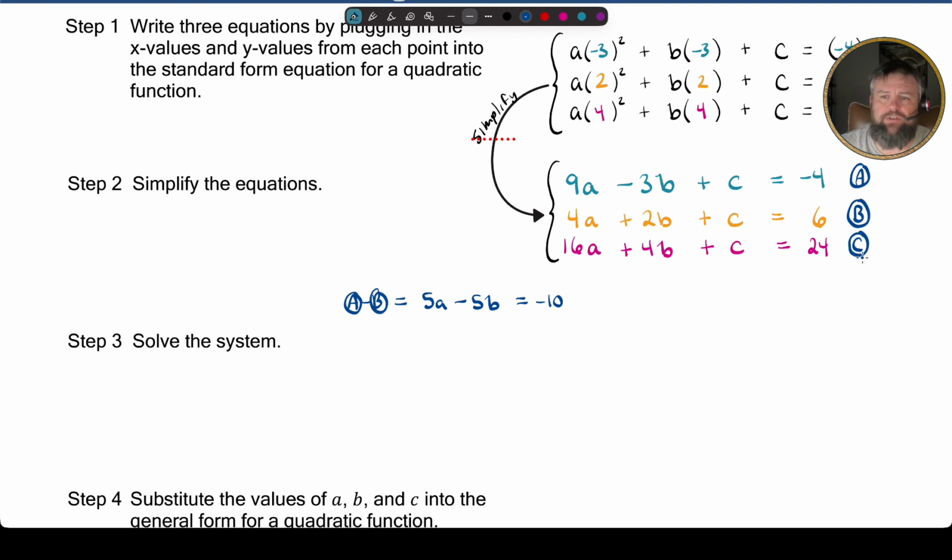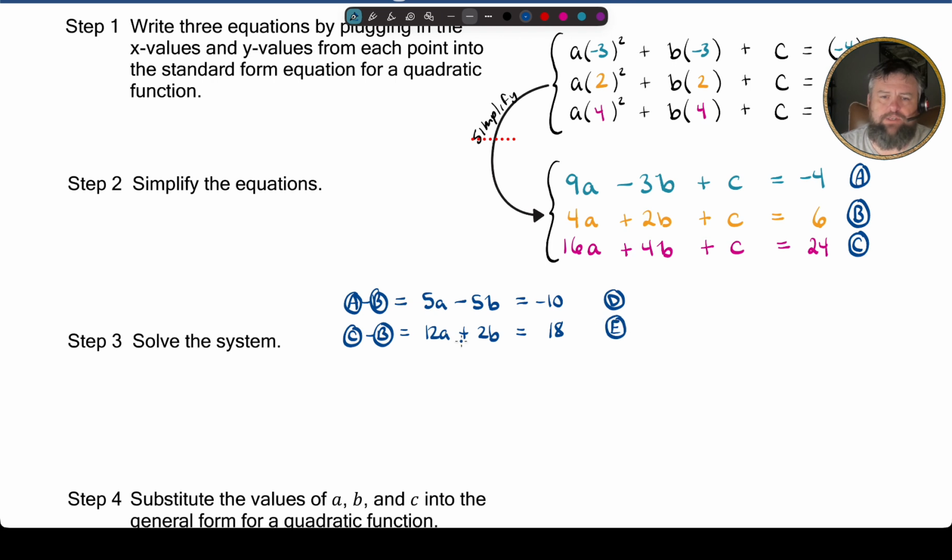Then I'm going to do equation C minus B. That way I get 16 minus 4, so it's a little bit easy to work with. So we're going to go equation C minus equation B. And so we go 16 minus 4, that's going to be 12a. And then 4 minus 2, that's going to be plus 2b. And then 24 minus 6 is going to be 18. Okay, so the first equation up here at the top, we're going to call this equation D. Okay, and the one right below it, we're going to call that equation E.